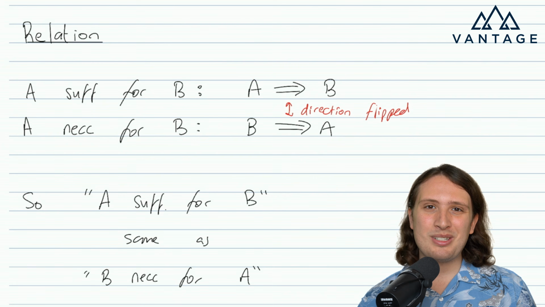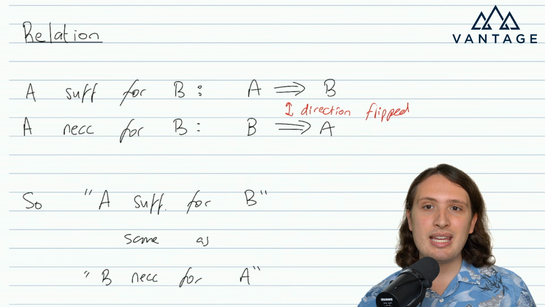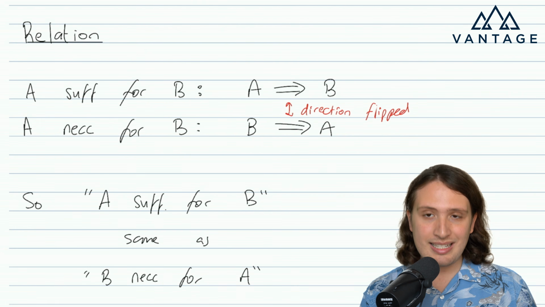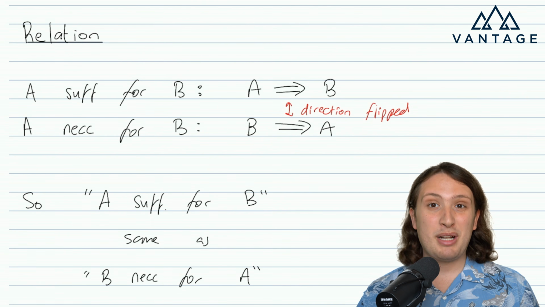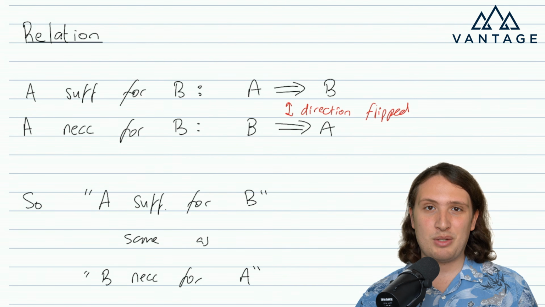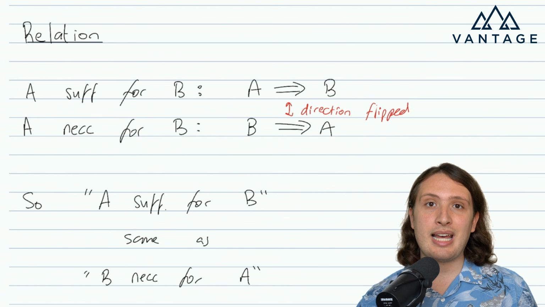So a nice consequence of this is that saying A is sufficient for B is the same as saying B is necessary for A, because by changing the word sufficient to necessary, I've swapped the direction, but if I also swap A and B over in the statement, as I've done here, well, I've swapped twice, so I'm back to where I started. So A sufficient for B is the same as B necessary for A, and similarly, A necessary for B is the same as B sufficient for A.